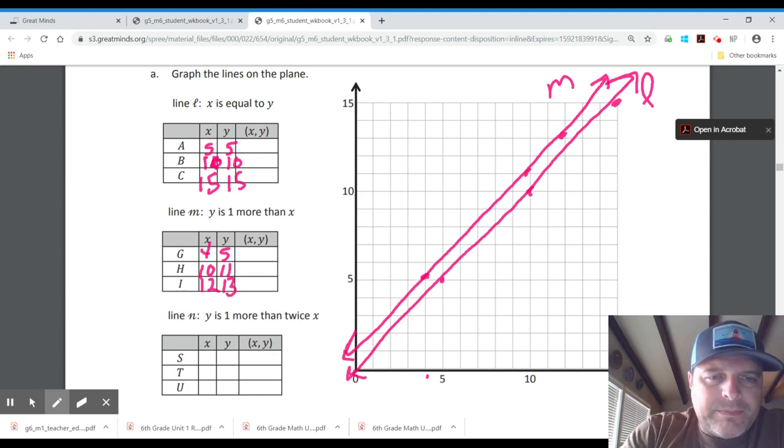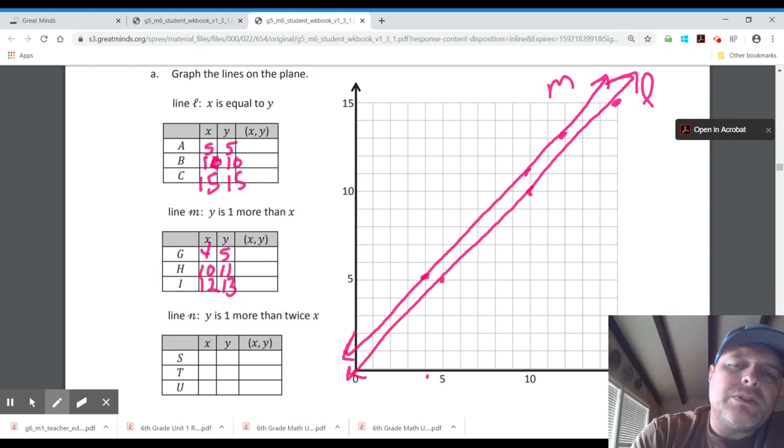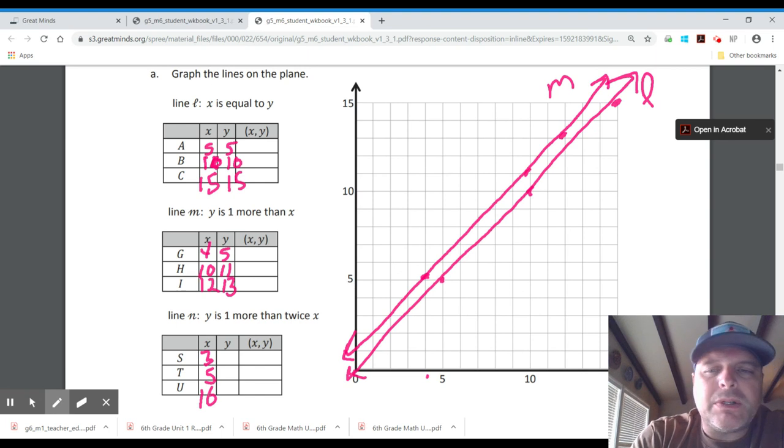All right, the last one. Y is 1 more than twice x. Okay, 1 more than twice x. So let's just use the number 3. I'm going to use the number 5, and let's use the number 10. You can use any numbers you want. So you're going to have to do twice, 1 more than twice x. So 1 more than 2 times x.